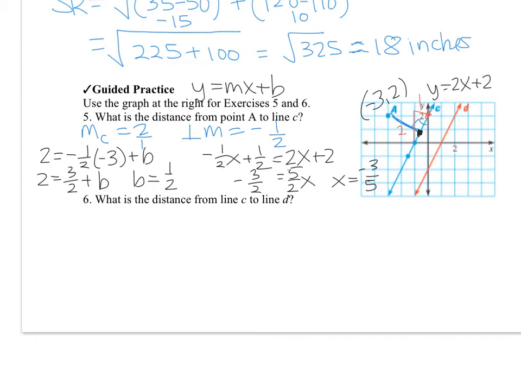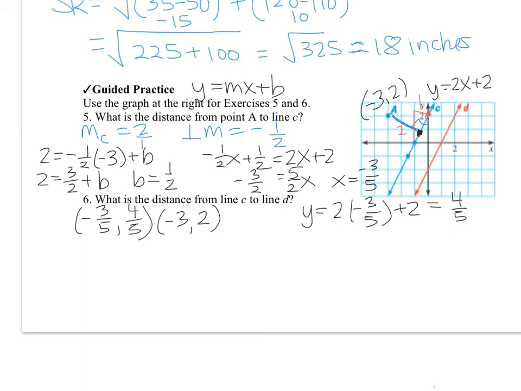Put that in one of the two equations. I'm going to put it in the 2x plus 2 equation to find what the y value would be. You get negative 6/5 plus 2, or negative 6/5 plus 10/5, which is 4/5. So the point of intersection is negative 3/5, 4/5. So now we're trying to find the distance between that point and this point.